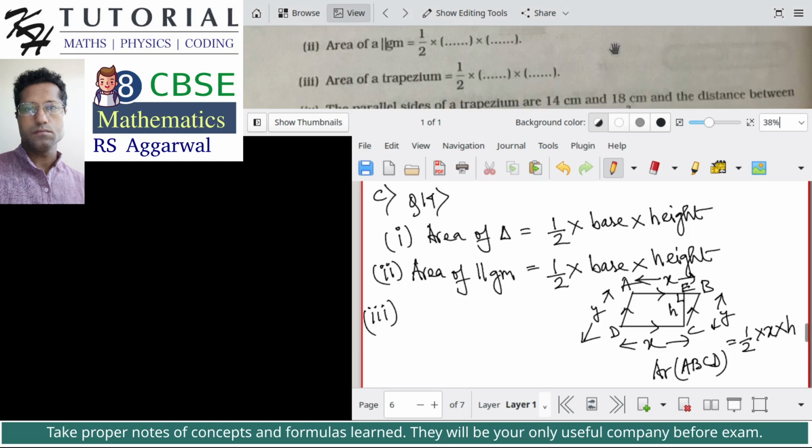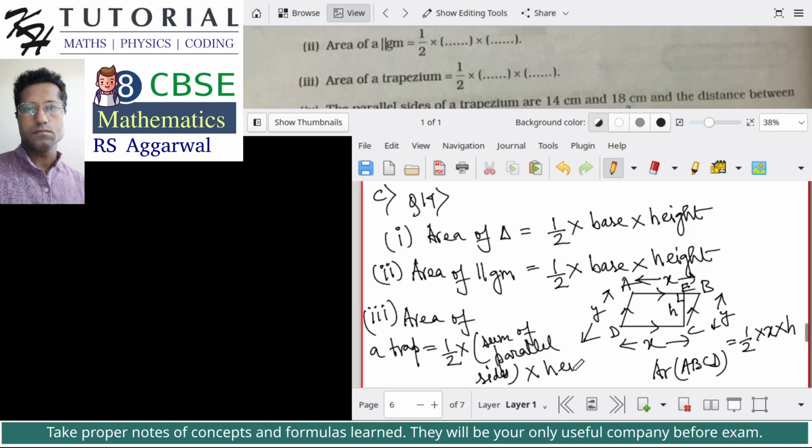Area of a trapezium is half multiplied by sum of parallel sides, multiplied by height, where height is the distance between the parallel sides.